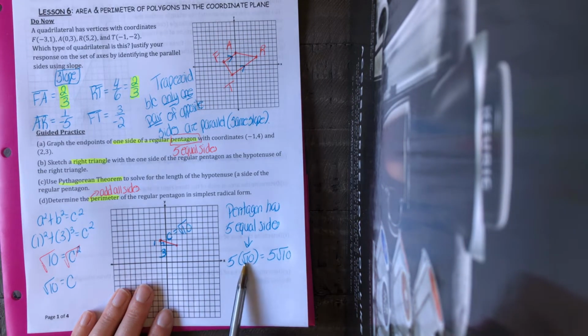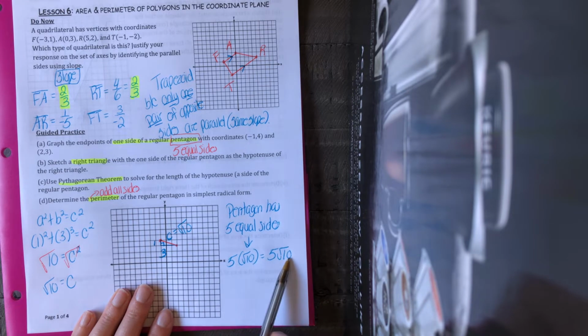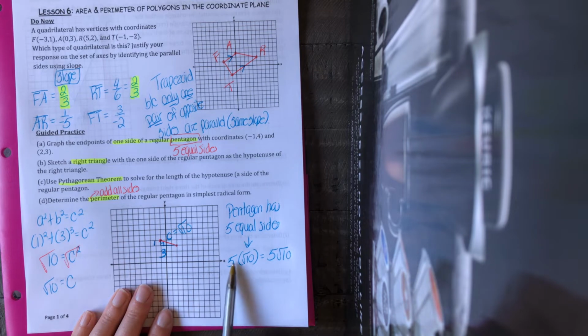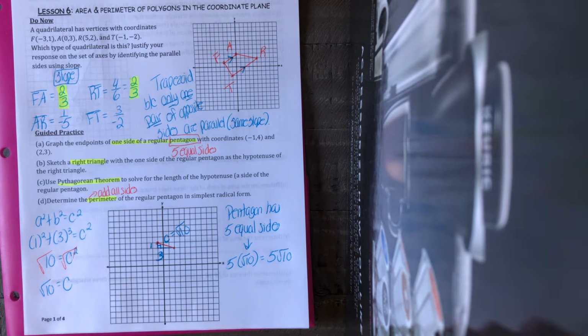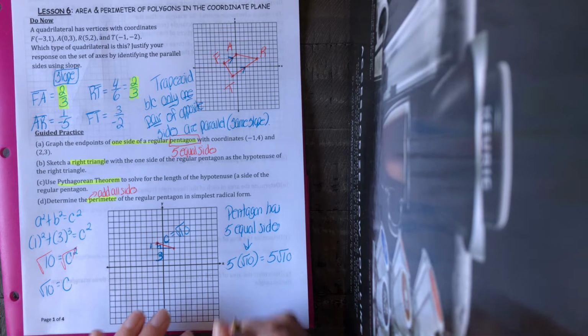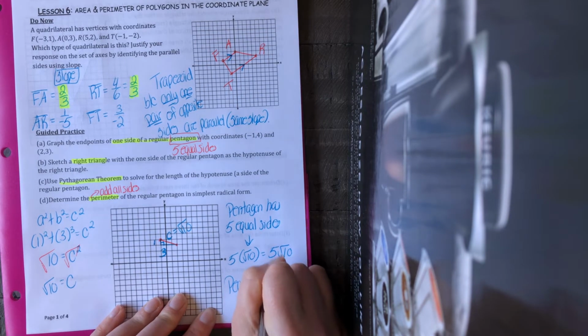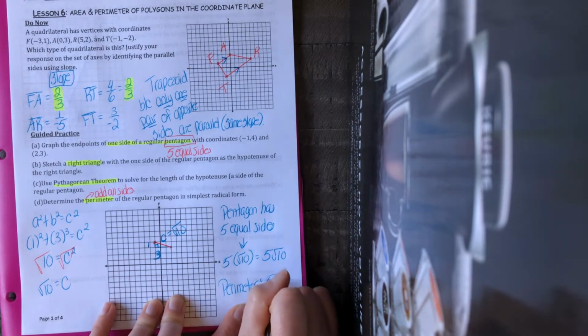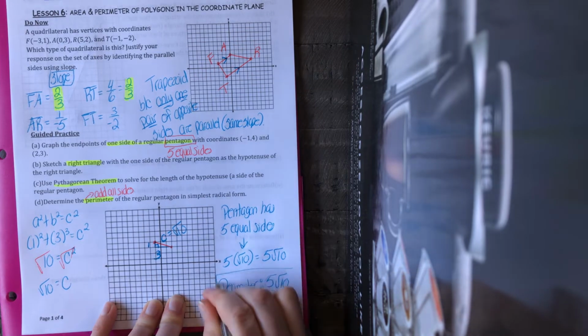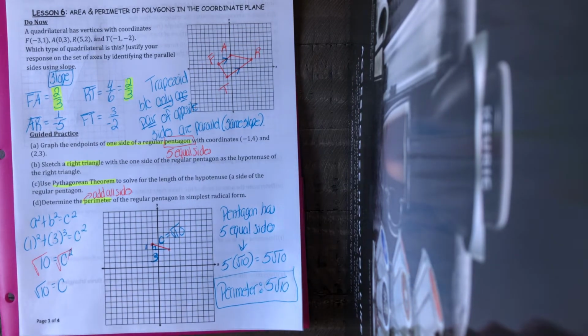Think of this almost like a variable x. Like what's 5 times x? It's 5x. So what's 5 times rad 10? It's 5 rad 10. They're not both in the same form. This has a radical on it and this doesn't. So almost think of them as unlike terms in a sense. You're not just going to multiply the 5 with the 10. All right, so at the end, I know that our perimeter, final answer, because it asked me to find the perimeter, is going to be 5 rad 10. And we are done with the guided practice.